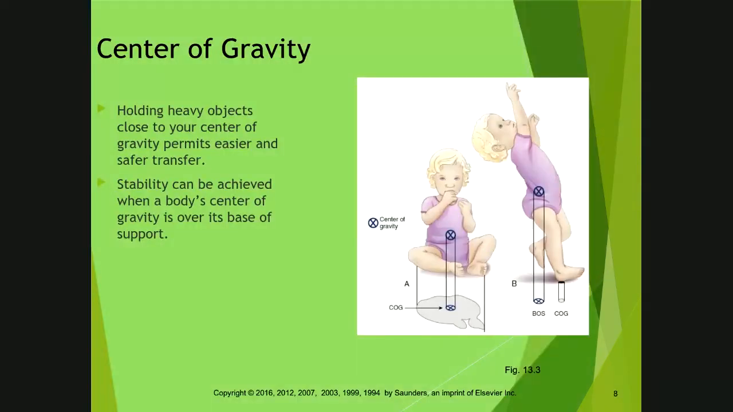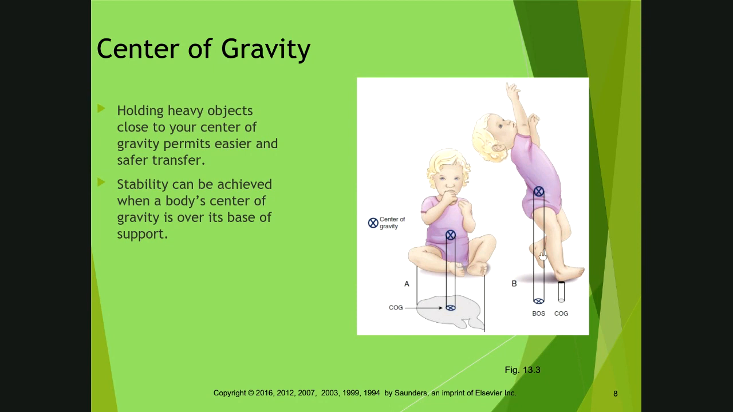Like I had said in that last picture, typically when your center of gravity is over your base of support, it allows for much easier movement, much more stability. So when you look at this baby, her center of gravity is over her base of support, since she's sitting on the ground with her legs kind of frog-legged out. So she's pretty stable in that position.